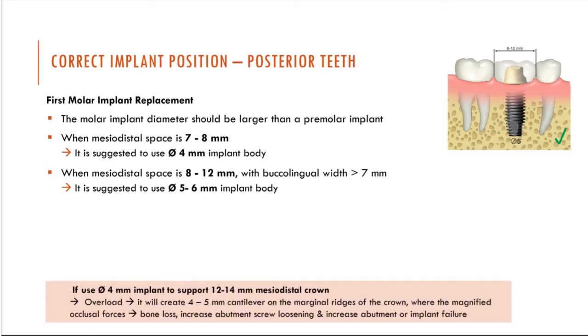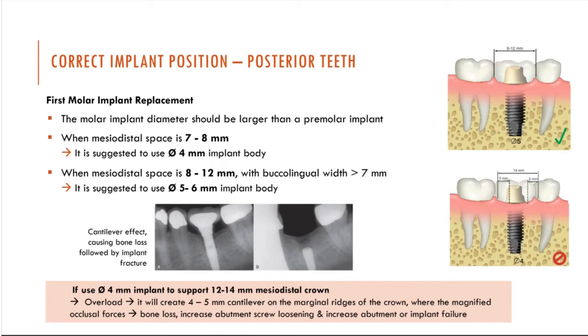If we use a 4 millimeter diameter implant to support a 12 to 14 millimeter mesiodistal crown, it can cause an overload and it will create a 4 to 5 millimeter cantilever on the marginal ridge of the crown, where the magnified occlusal forces can cause bone loss, increase abutment screw loosening, and increase abutment or implant failure. This picture shows a cantilever effect causing bone loss followed by implant fractures.